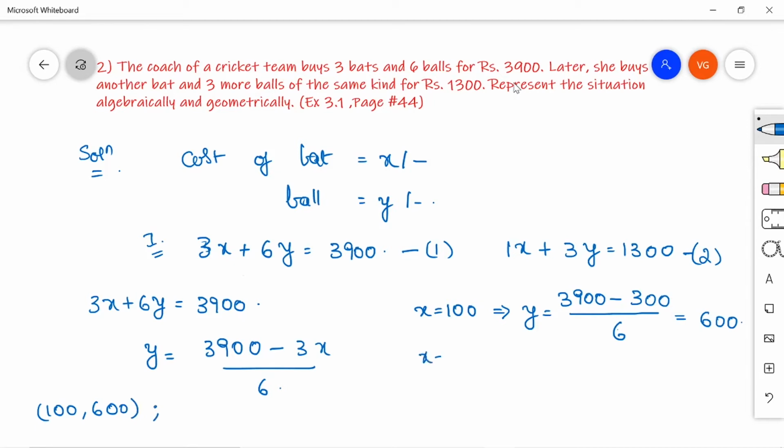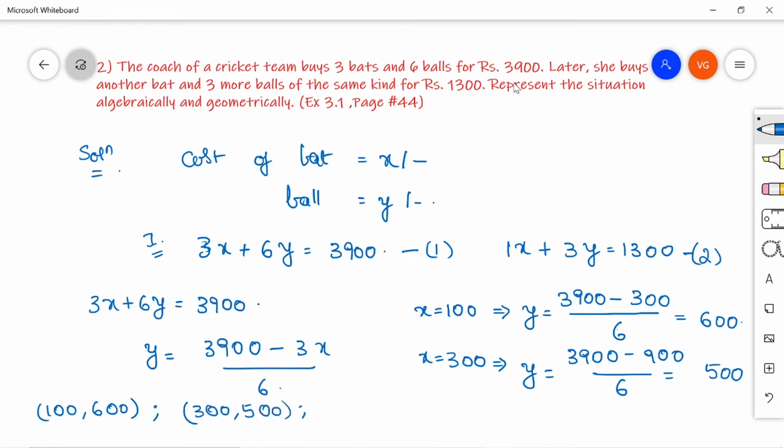Second, let us take x is equal to 300. Then what will be the value of y? Just calculate (3,900 minus 3 into 300), right? So that is 3,000 divided by 6. So 3,000 divided by 6 will be 500. So the second point here is (300, 500).